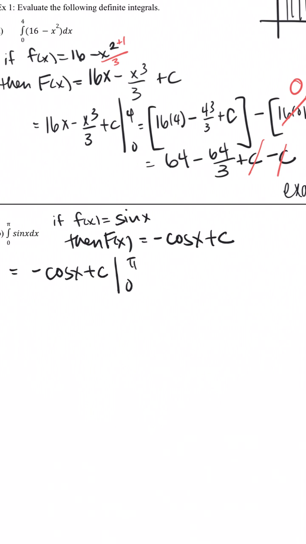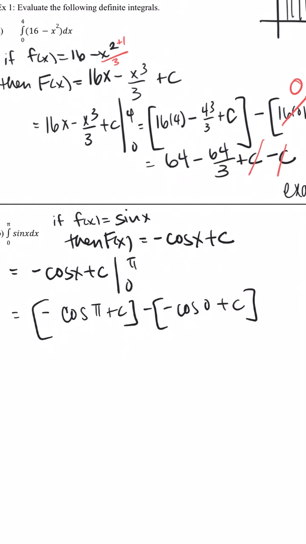So this means negative cosine pi plus c, minus negative cosine 0 plus c. Yes, it's true that those c's are going to cancel. And so we have negative cosine pi. Cosine pi is -1, so negative negative is 1, minus cosine 0 is 1, so this is 1 plus 1, and so this is equal to 2.